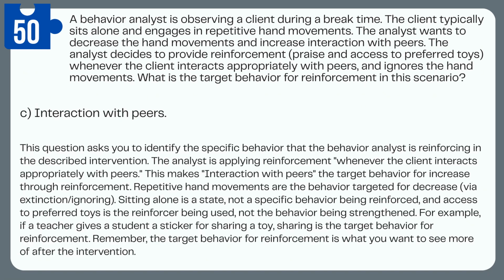Answer: C. Interaction with peers. This question asks you to identify the specific behavior that the behavior analyst is reinforcing in the described intervention. The analyst is applying reinforcement whenever the client interacts appropriately with peers. This makes interaction with peers the target behavior for increase through reinforcement. Repetitive hand movements are the behavior targeted for decrease via extinction/ignoring. Sitting alone is a state, not a specific behavior being reinforced, and access to preferred toys is the reinforcer being used, not the behavior being strengthened.